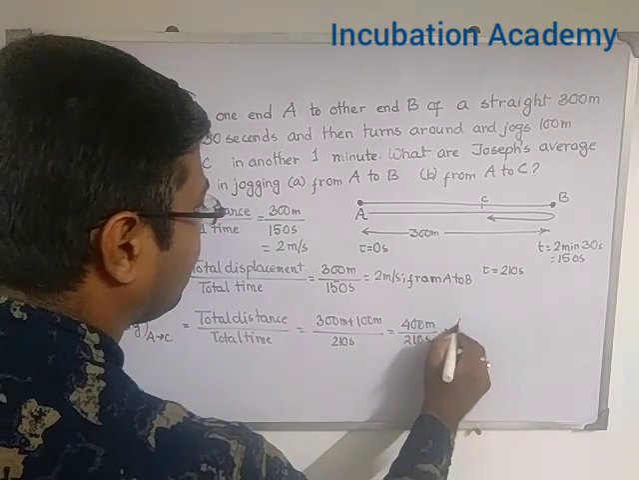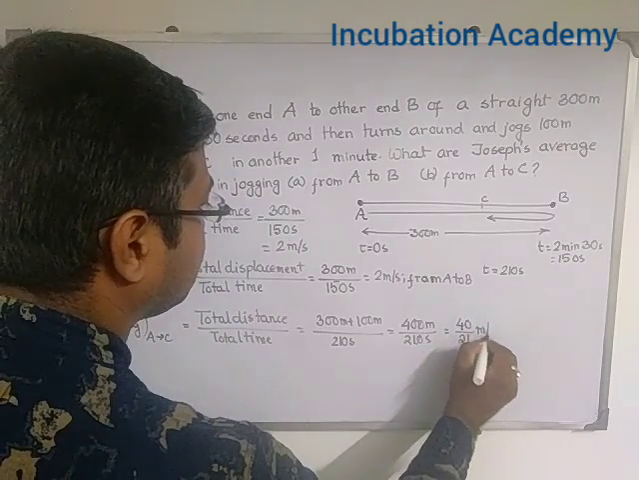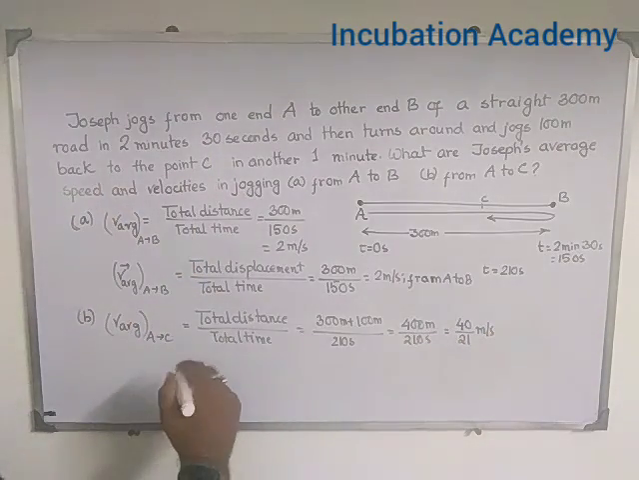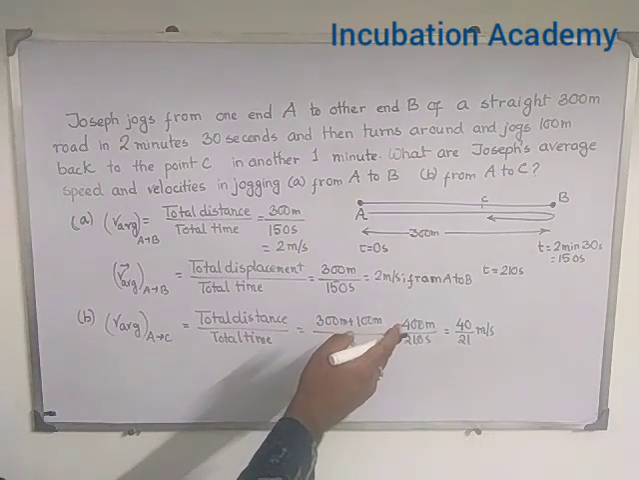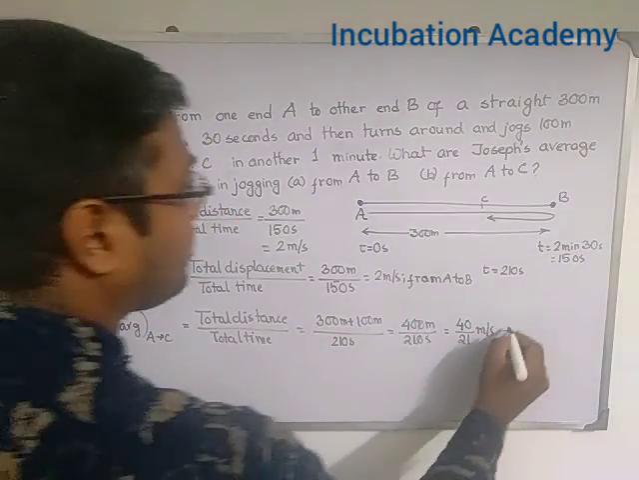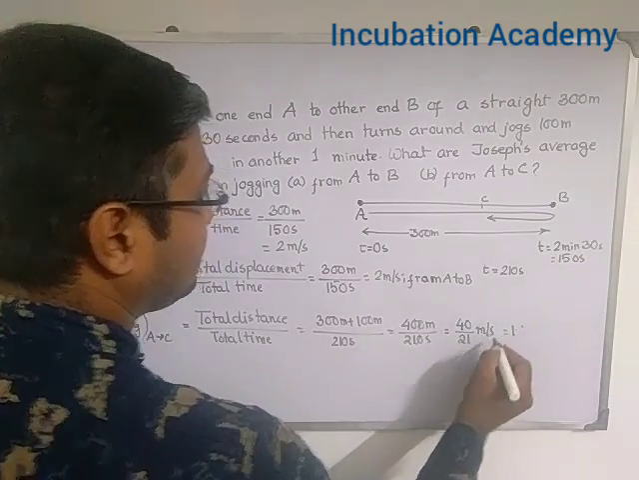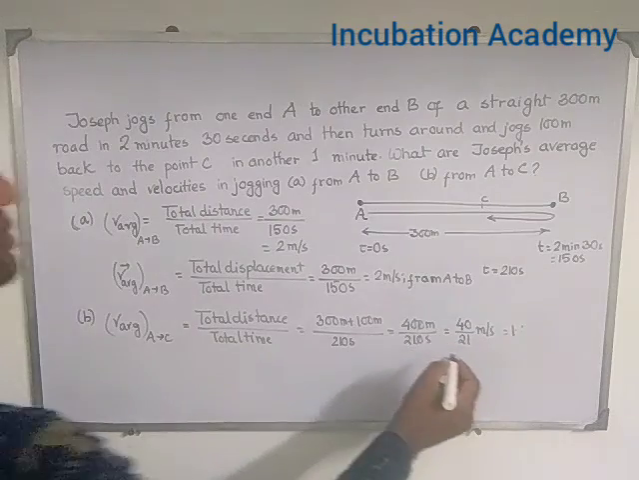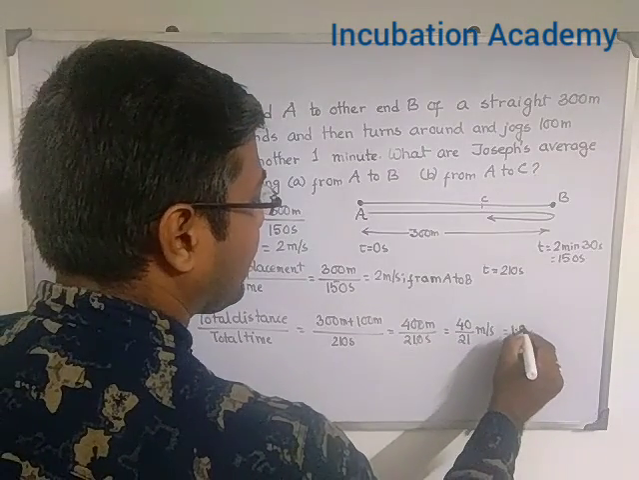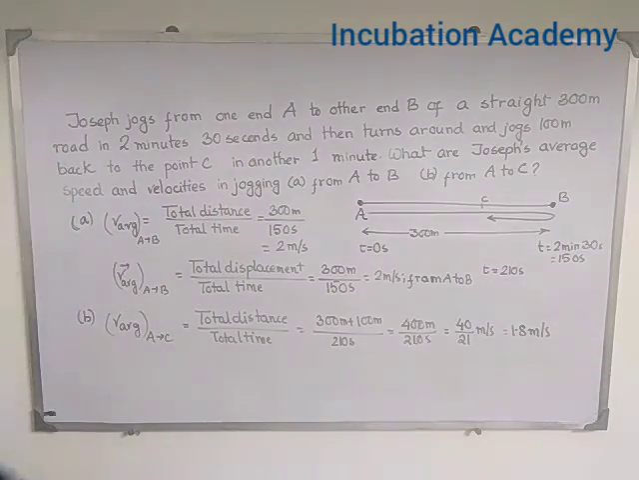0 and 0 cancel out. So it will be 40 divided by 21 meter per second, and obviously if we just try to calculate it, it is approximately 1.9 meter per second. So it is not the 2 meter per second.